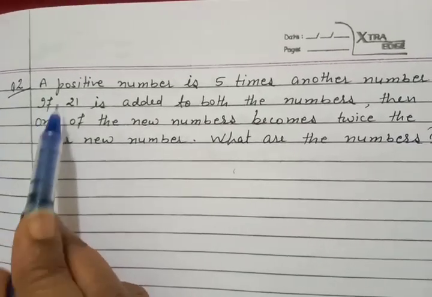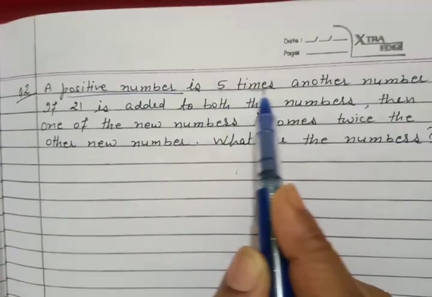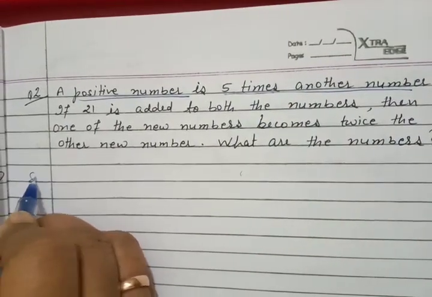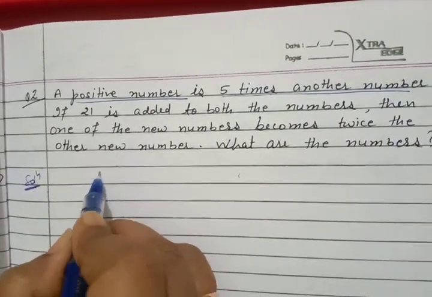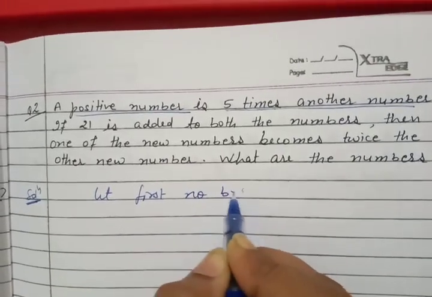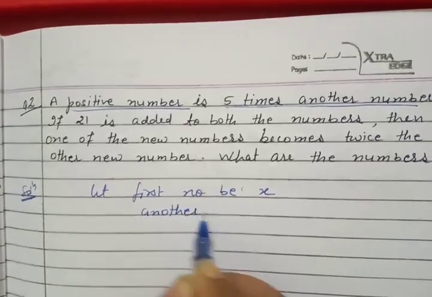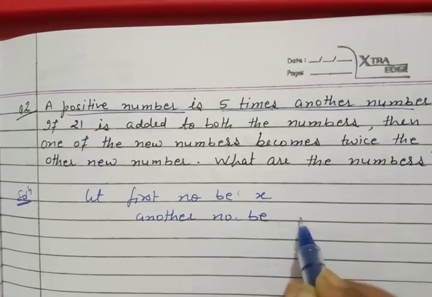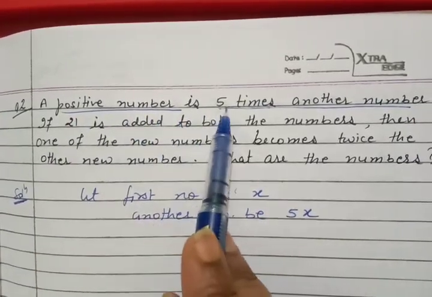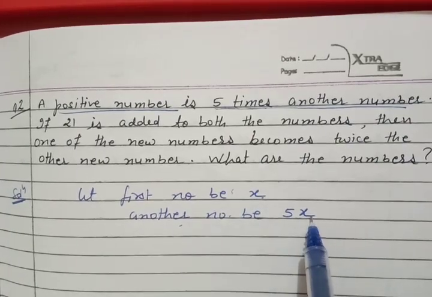Now the second question is, a positive number is 5 times another number. So here are two numbers. When we start the solution, let the first number be x and the other number be 5x, because it is written a positive number is 5 times another number. So one is x and the other is 5x.